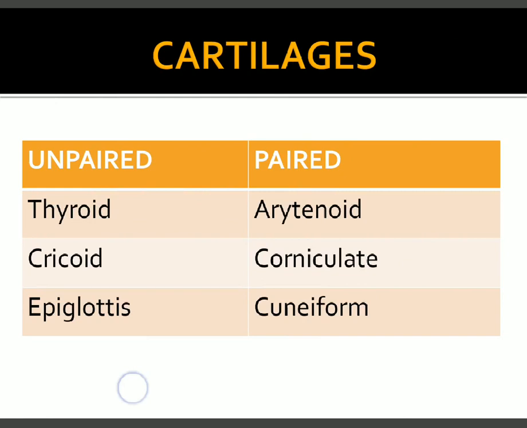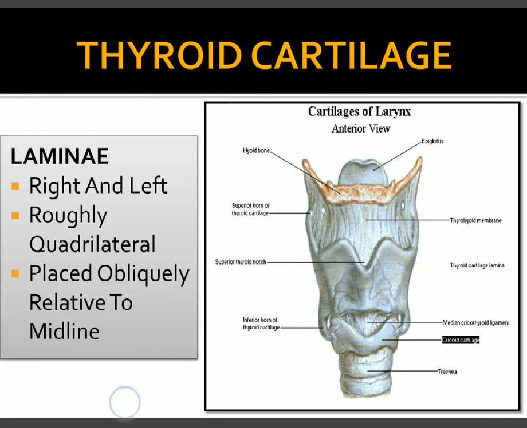There are different types of cartilages that combine to form the larynx. The important cartilages of the larynx are: unpaired cartilages are thyroid cartilage, cricoid cartilage, and epiglottis. The paired cartilages are arytenoid, corniculate, and cuneiform. So the first cartilage is the thyroid cartilage, and you can see in the figure next to this box, this largest cartilage is the thyroid cartilage, in relation with the thyroid gland.